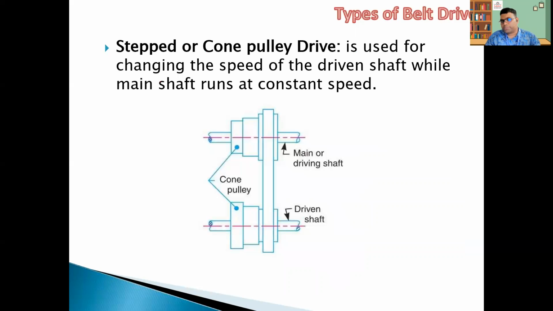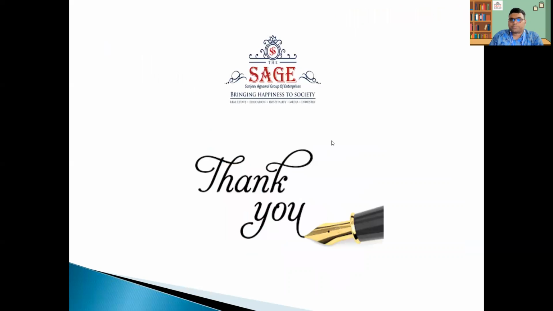A step or cone pulley has basically been used for changing the speed of the driven shaft while the main shaft runs at a constant speed. We can shift the belt onto different pulleys. There is a three-pulley arrangement. In this way we can get a change in speed on the different pulleys. So that is all about the belt drive.